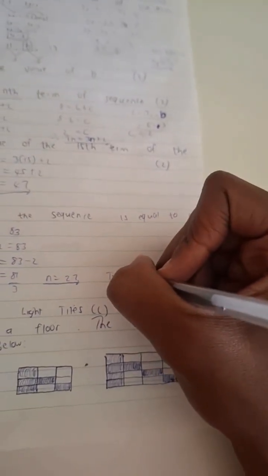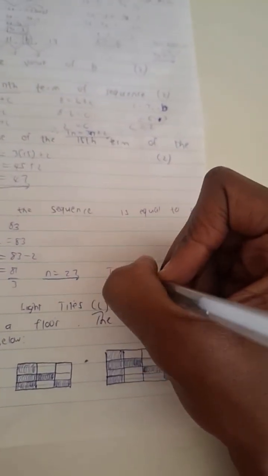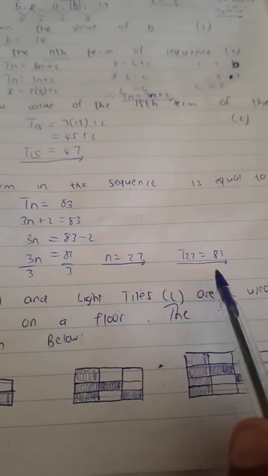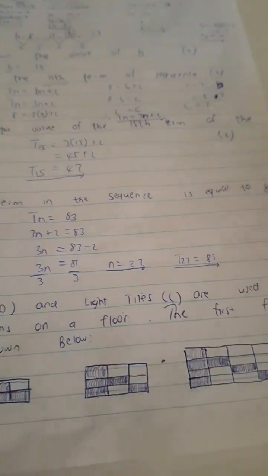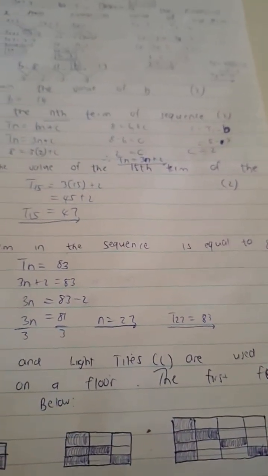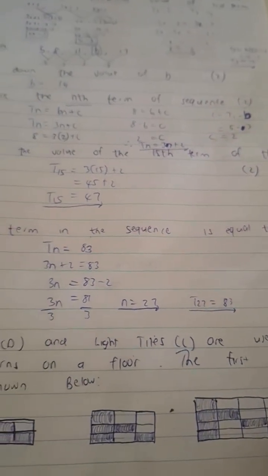So very true. Which term? It's the 27th term. The 27th term is equal to 83, guys. Okay? T27 is equal to 83. Okay, so we now know which term in the sequence is equal to 83. It's the 27th term. Okay? Right. Moving right along.